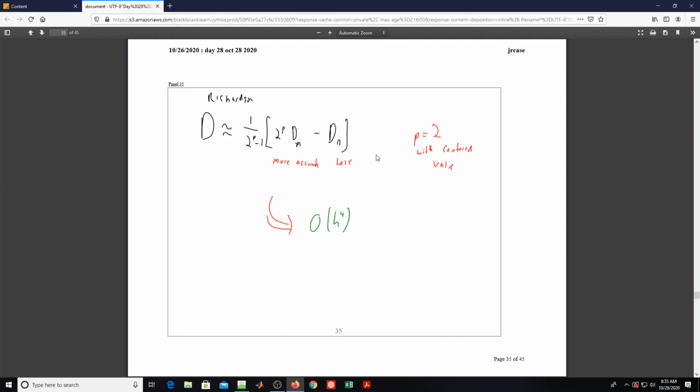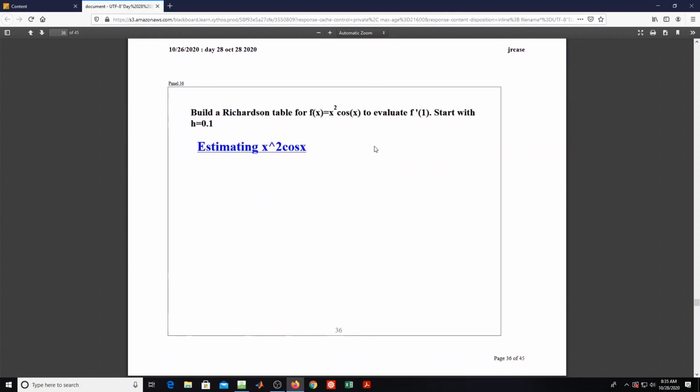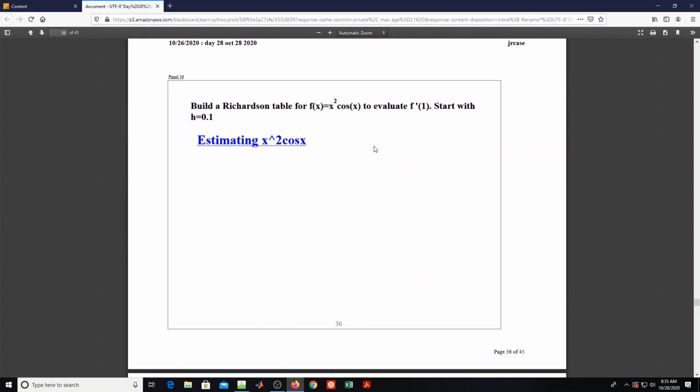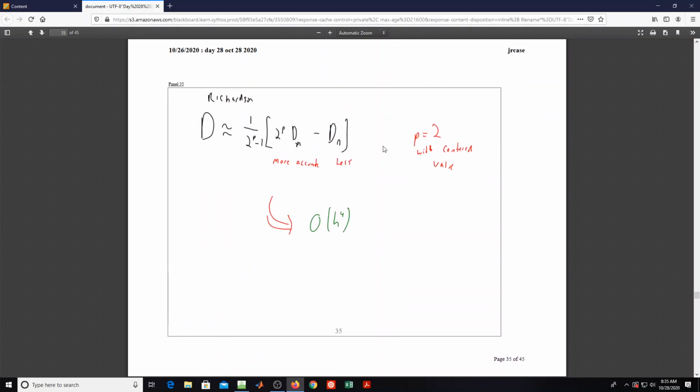In this case, your two ends, they don't reuse the same points. You're getting halfway closer and halfway closer and halfway closer. And that gives you O(h to the fourth). Is that D_m minus D_n? No, D_2n minus D_n.